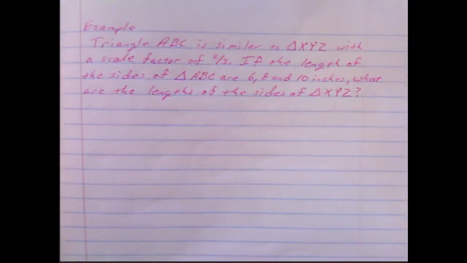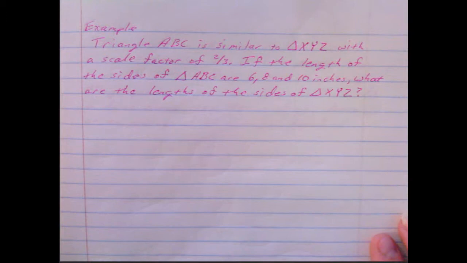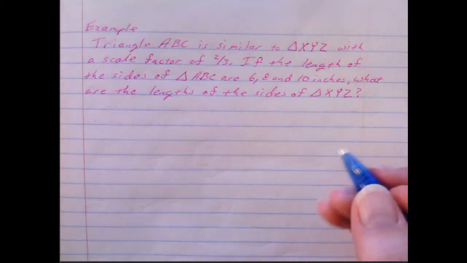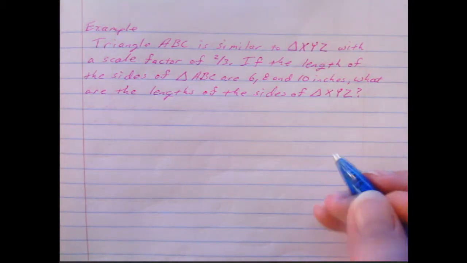Great job. Let's try another one here. It's another word problem. So we have a triangle ABC is similar to triangle XYZ with a scale factor of 2/3. If the length of the sides of ABC are 6, 8, and 10, what are the lengths of the sides of XYZ? Okay, so we know our scale factor.